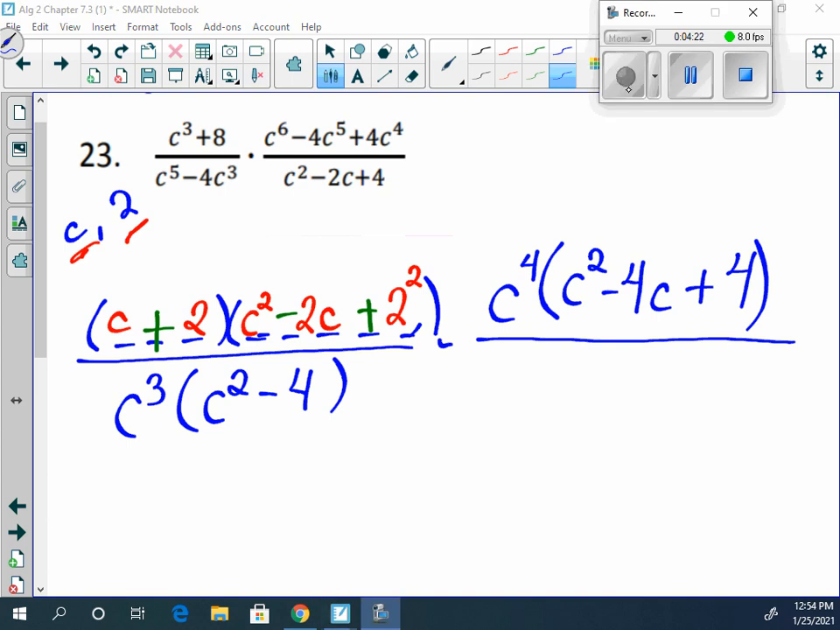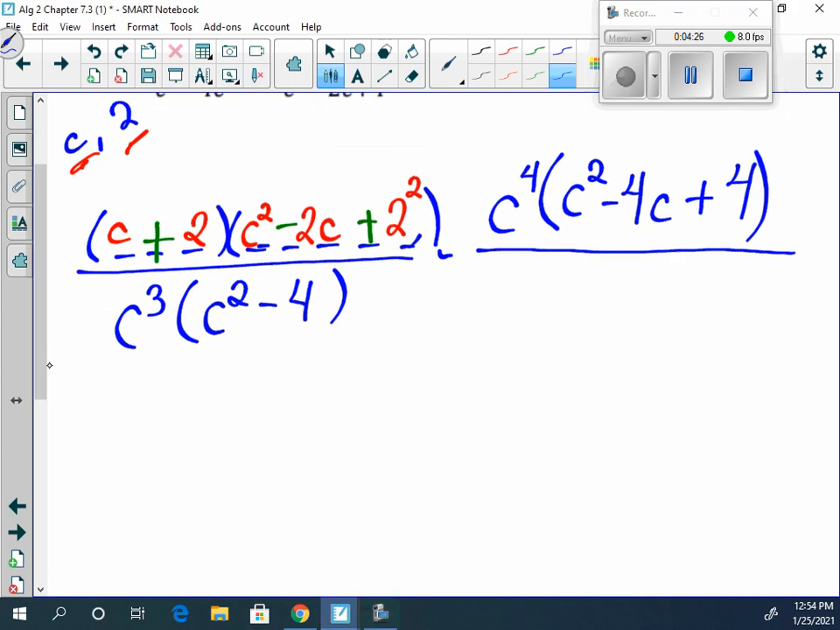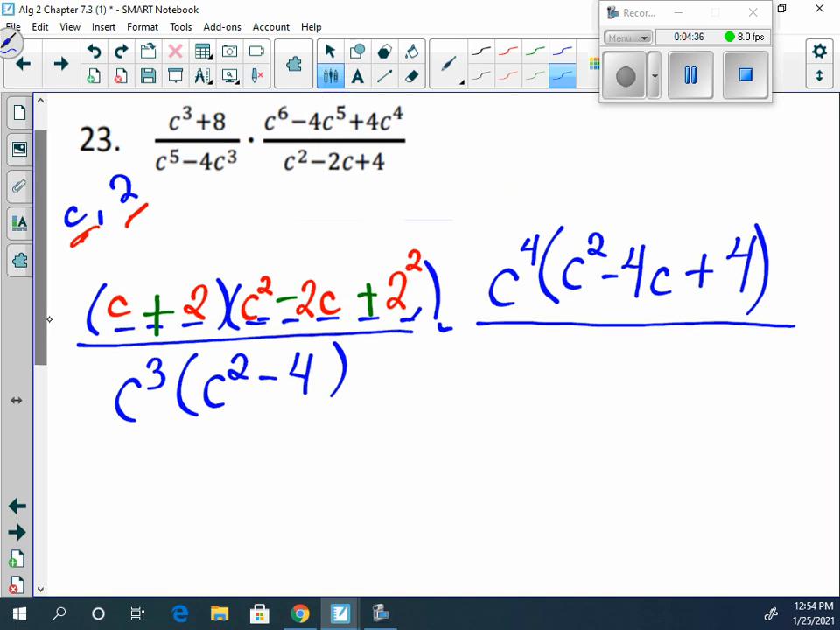Okay, so that leaves us with the last one here. Now, yes, we can factor c squared minus 4c plus 4. That is factorable. We'll factor it here in a minute. Now, the only thing we have left is c squared minus 2c plus 4. All right.